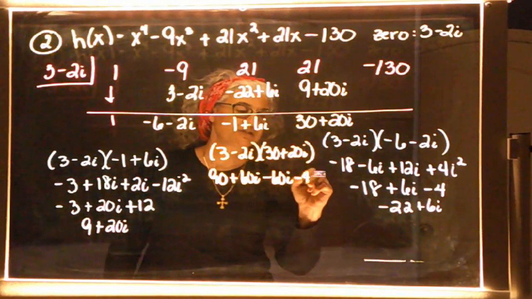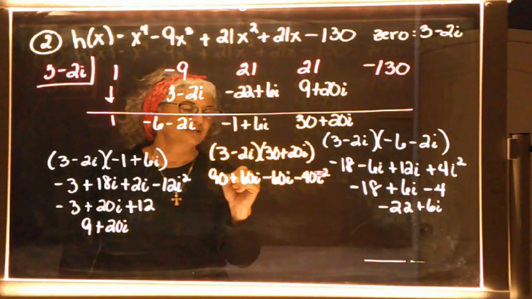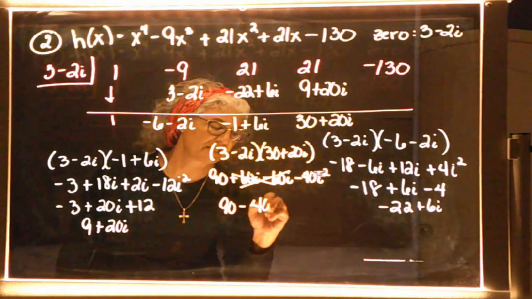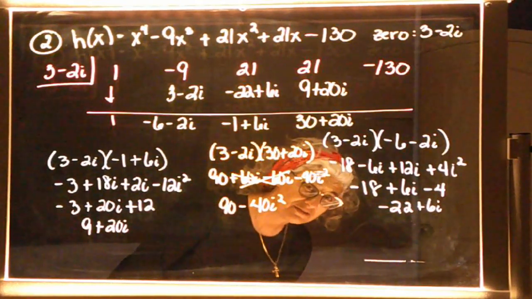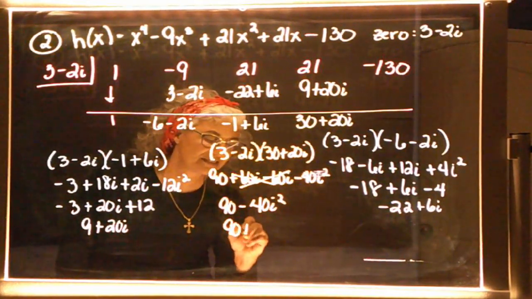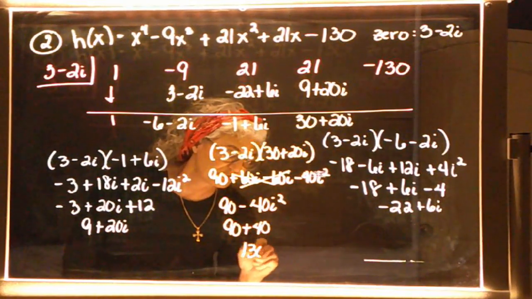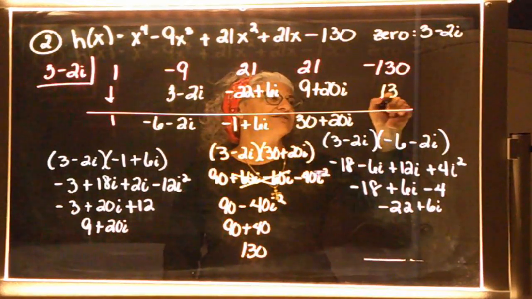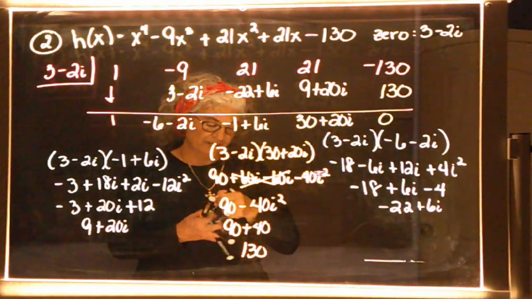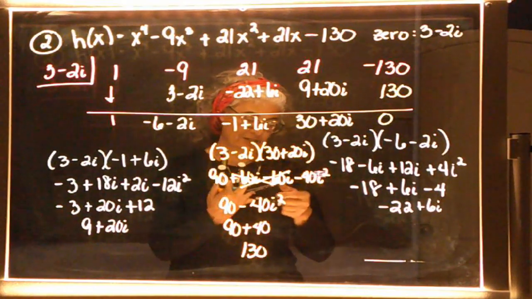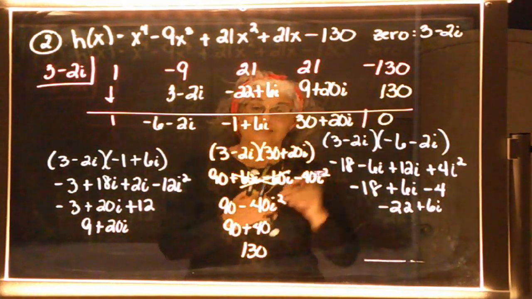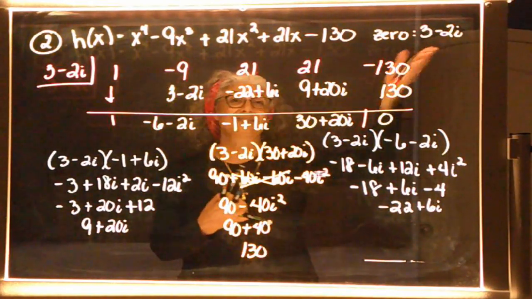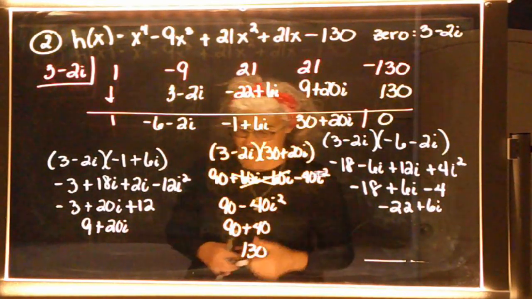And minus 40i squared. So these guys in the middle drop out, don't they? So I have 90 minus 40i squared. What's i squared? Yep, -1, which means I end up with 90 plus 40, which is 130, isn't it? Oh my gosh, this totally worked out. That's a positive 130. I get a remainder of 0. So yay! That's what was supposed to happen. I was supposed to get a remainder of 0 because this 3 minus 2i was a 0, wasn't it?